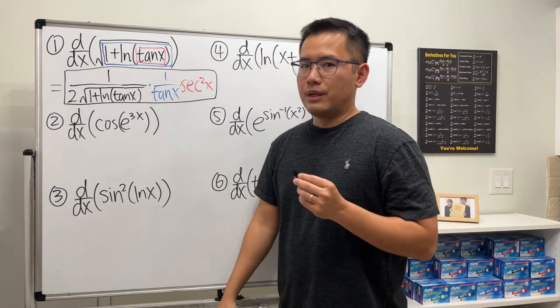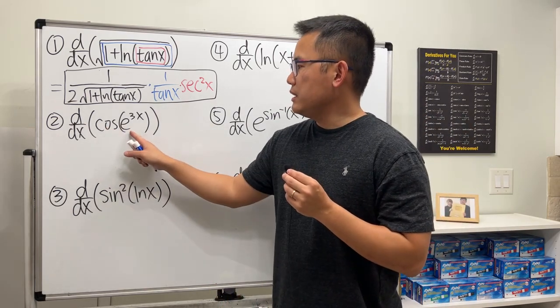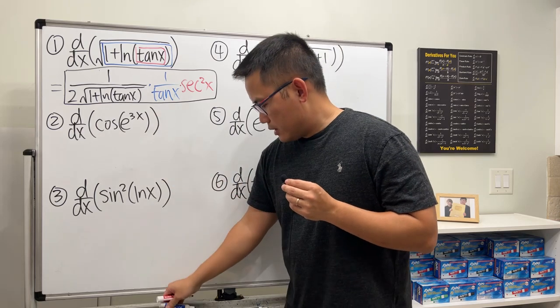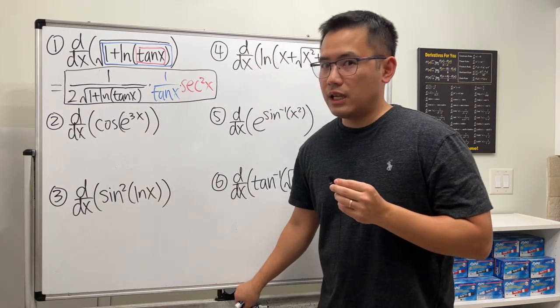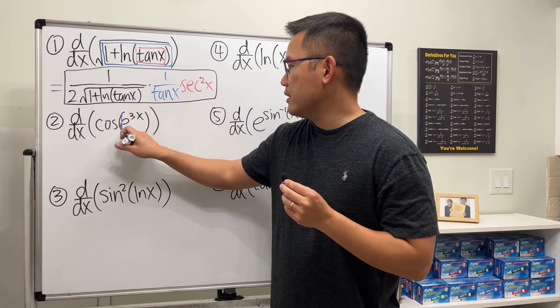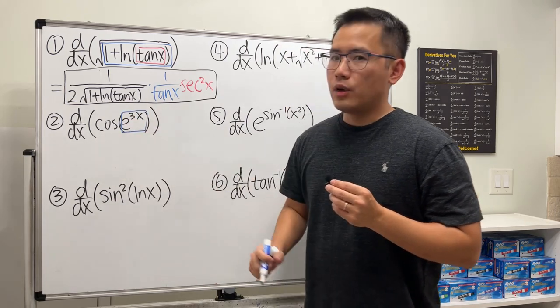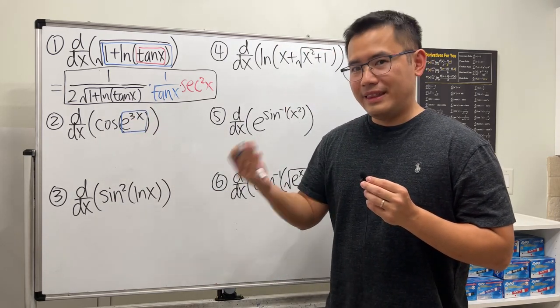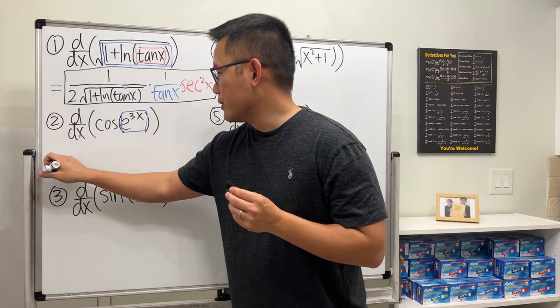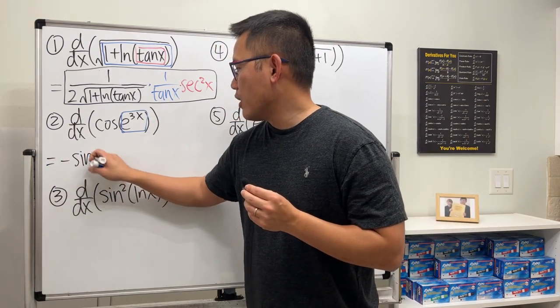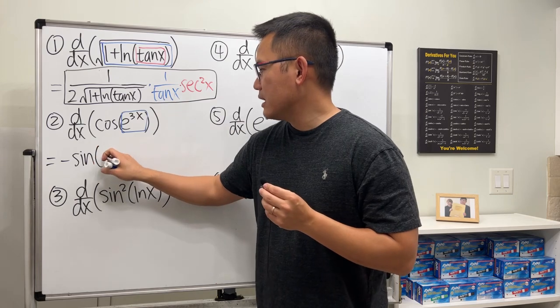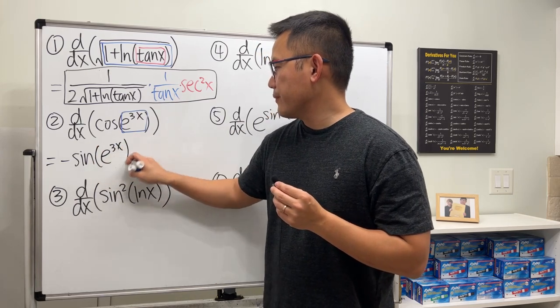Now let's move on to number 2. We have cosine of e to the 3x power. So the big picture is we have cosine of a box first, right here. Differentiating cosine, what do we get? Negative sine. So here we go. Negative sine of a box. The box is e to the 3x.